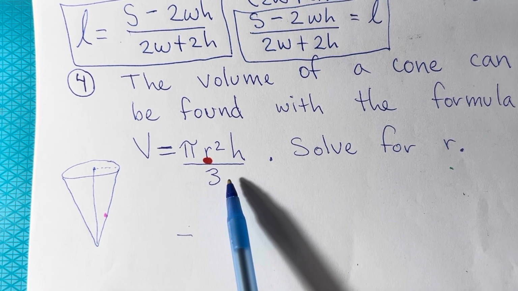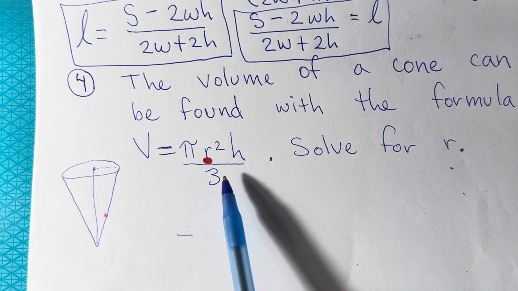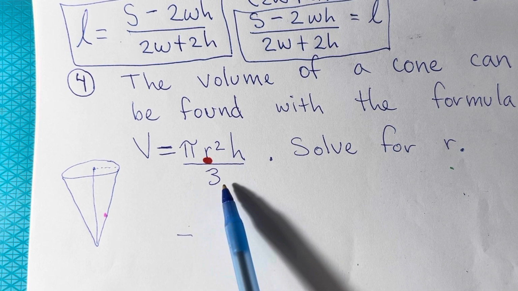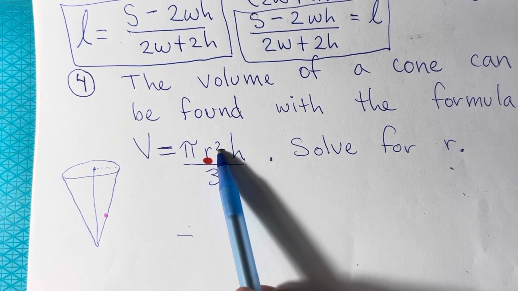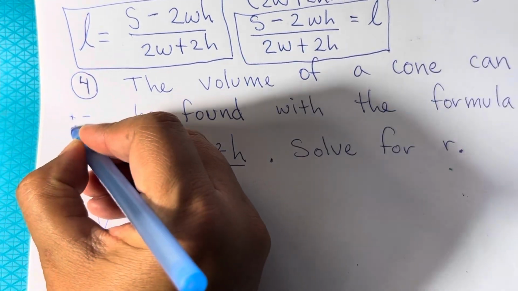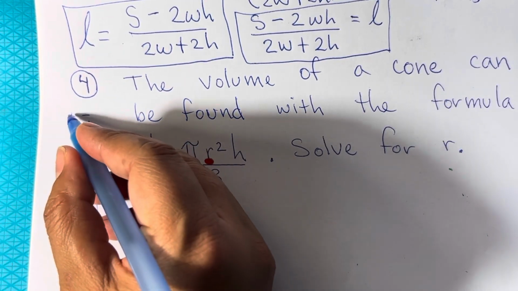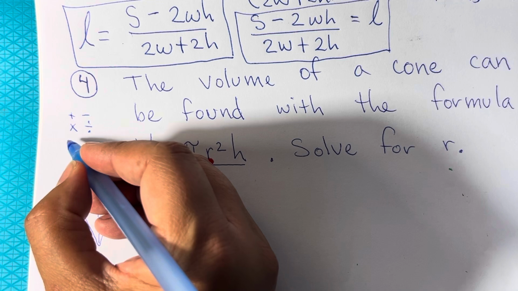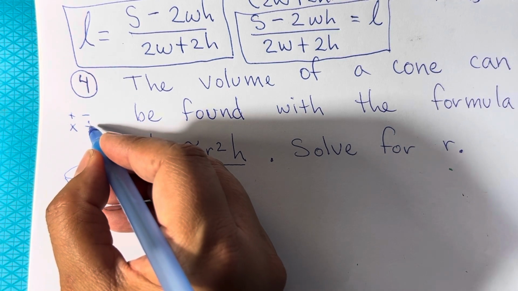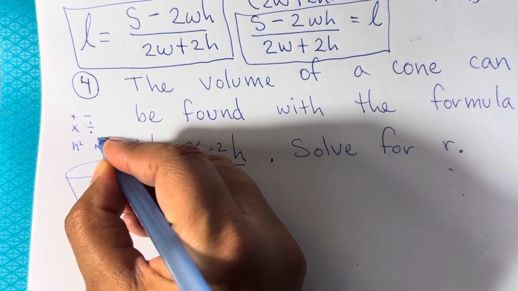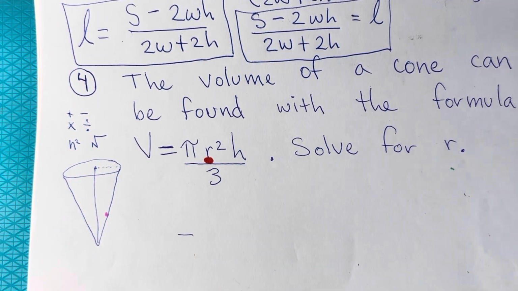Remembering that addition cancels with subtraction, multiplication cancels with division, and also division cancels with multiplication, square cancels with square root. Okay, have that in mind. Addition with subtraction or subtraction with addition, multiplication cancels with division, division cancels with multiplication, and the square cancels with the square root, and the square root cancels with the square.